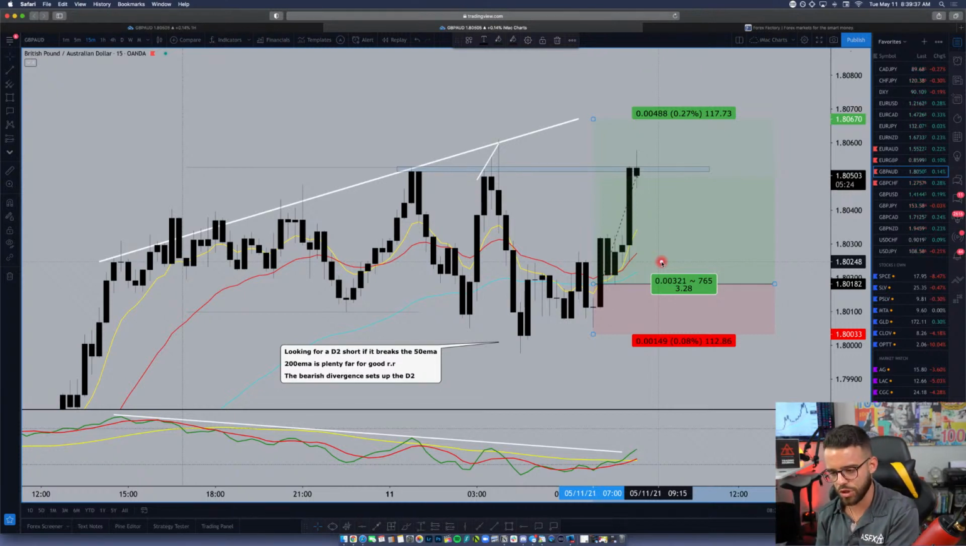But we don't get the entry short with good risk reward. We had a signal, but not good risk reward. And then we don't get the signal long, so we have to just stay flat.